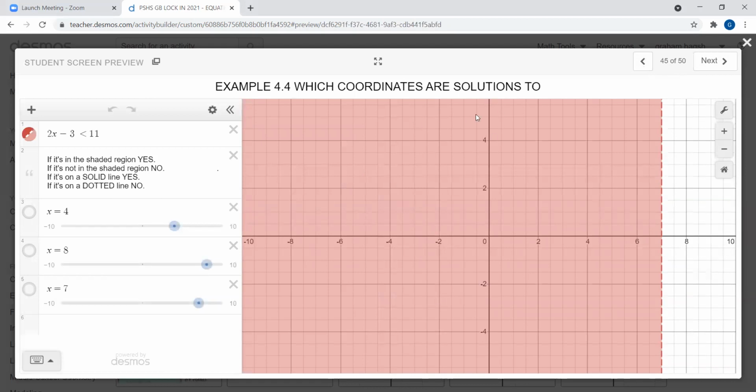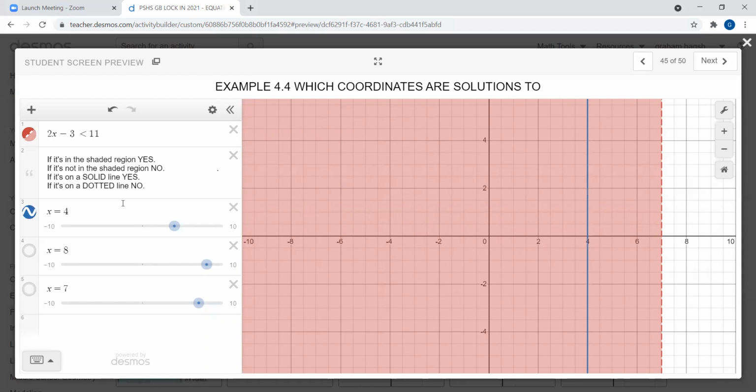Checking if something are solutions. So here's our equation. Basically, if it's in the shaded region, the answer is yes, it's a solution. If it's not in the shaded region, the answer is no. If it lies on the line, it depends on which type of line it is. So if it's a solid line, then you would accept it. And if it's a dotted line, then no, you do not accept it.